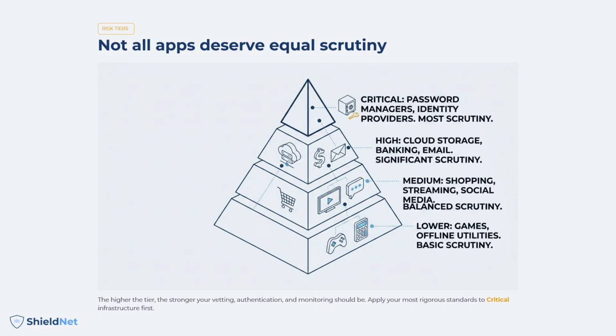Critical risk: password managers, identity providers, and security tools. These have privileged access to credentials or act as the gateway to all other accounts. A compromise here is a total compromise. Use only well-established providers with strong track records. Enable MFA. Review exactly what each can access.